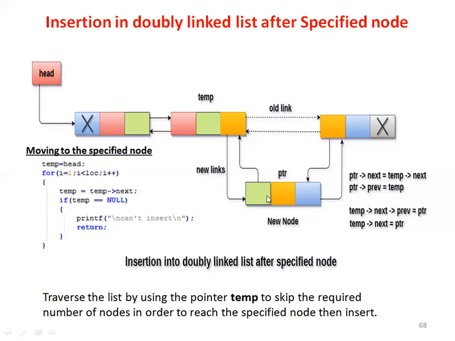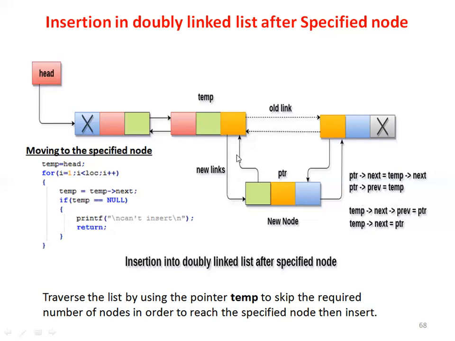The next is this node's this field, this one. Here we have to store the address of this node. The address of this node is present here in ptr, and this field we can access by using temp->next->prev. So temp->next means this node. Now this field is temp->next->prev, and it is assigned ptr. So this node's address is updated here.